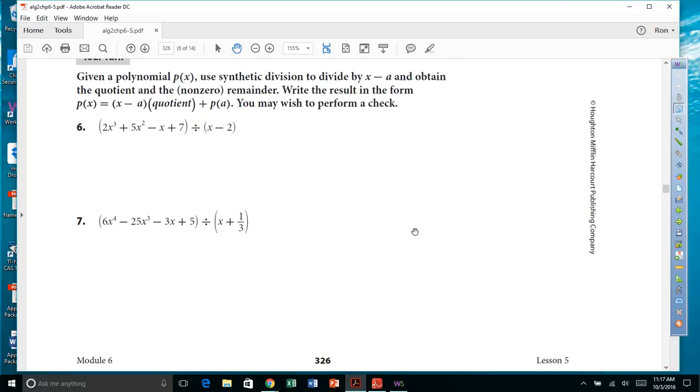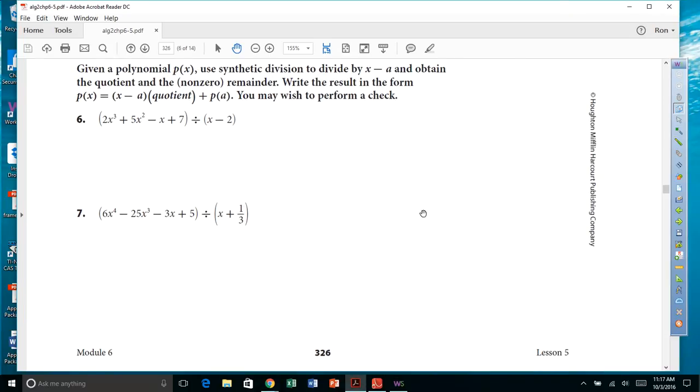Your turn. Given a polynomial p of x, use synthetic division to divide by x minus a and obtain the quotient and the non-zero remainder. Write the result in the form of p of x equals x minus a times the quotient plus the remainder, p of a. You may wish to perform a check.